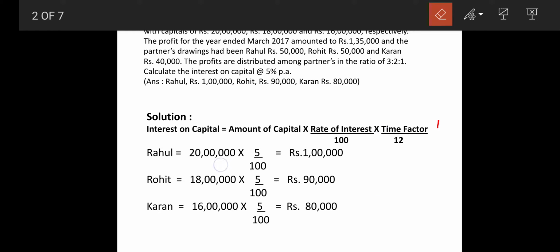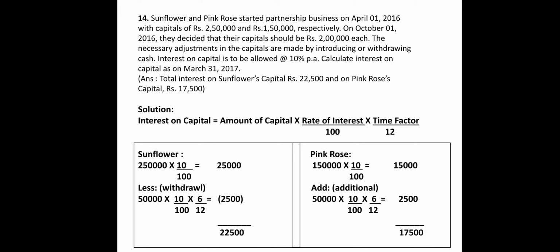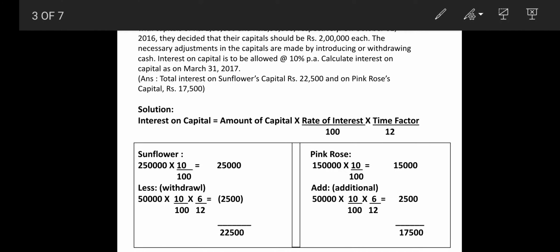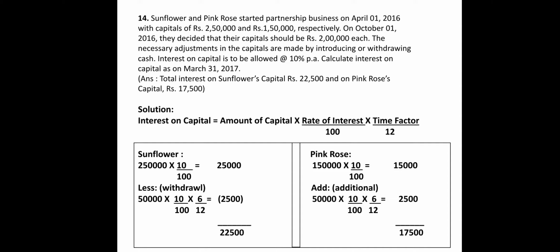Now we will be switching towards the next sum. Sum number 14. Sunflower and Pink Rose started business on April 1st, 2016 with capitals of rupees 2,50,000 and 1,50,000 respectively. On October 1st, 2016, they decided that their capital should be rupees 2 lakhs each.